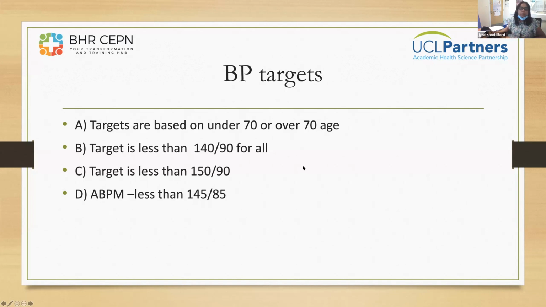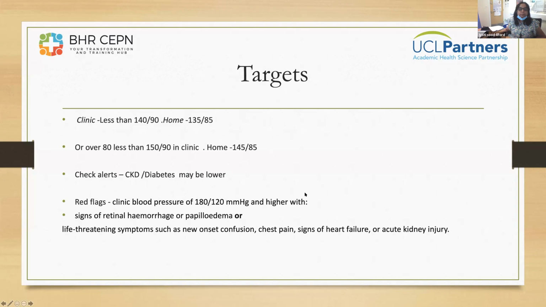Next slide, please, Paul. So this is what I've summarized for you. If you look at the clinic, the target is 140/90, at home it is 135/85, and for over 80s it is 150/90 in clinic and 145/85 at home. So just drop 5 numbers down, okay?